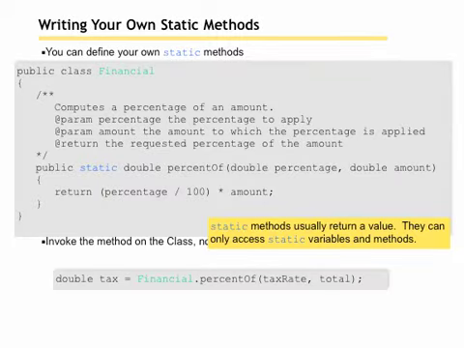You can write your own static methods by starting with public static and then the return type, the name of the method, and the parameter list. Static methods usually return a value, but not always, and they can only access static variables in methods. The reason for this is if you create a static method and you try to access instance fields, they may not exist when you call that static method, so that would be a runtime error. So Java doesn't let you do that at all.